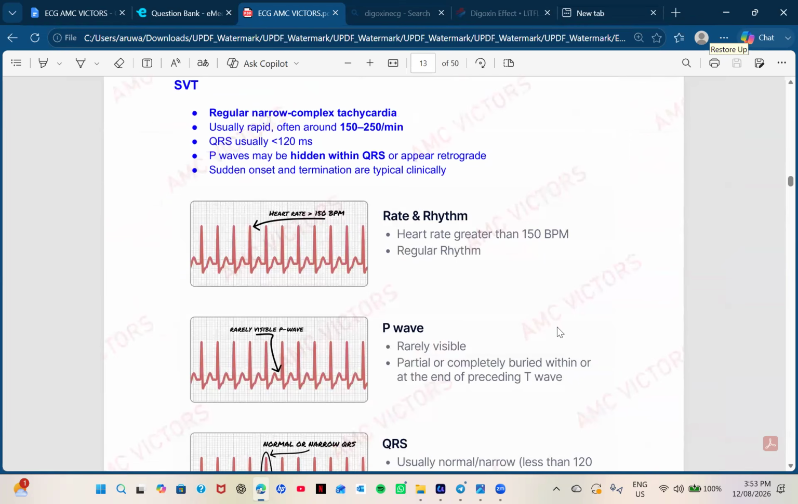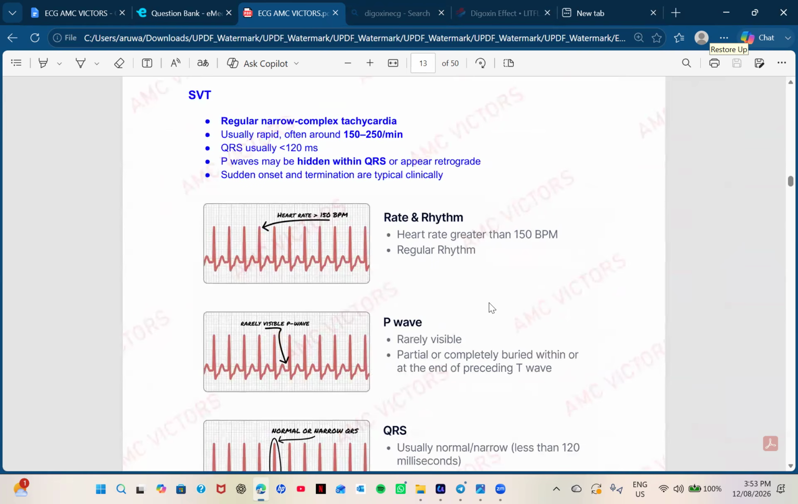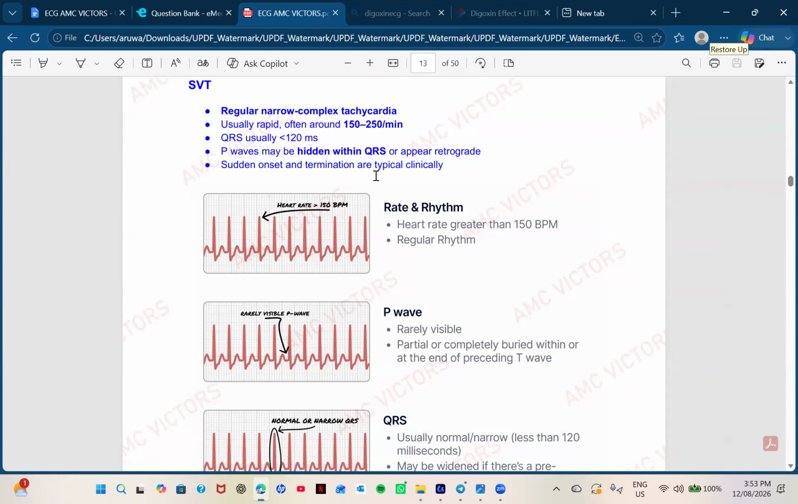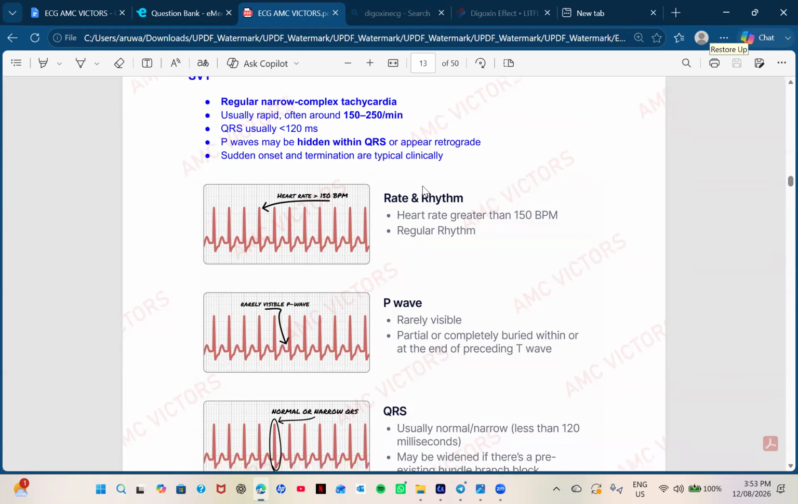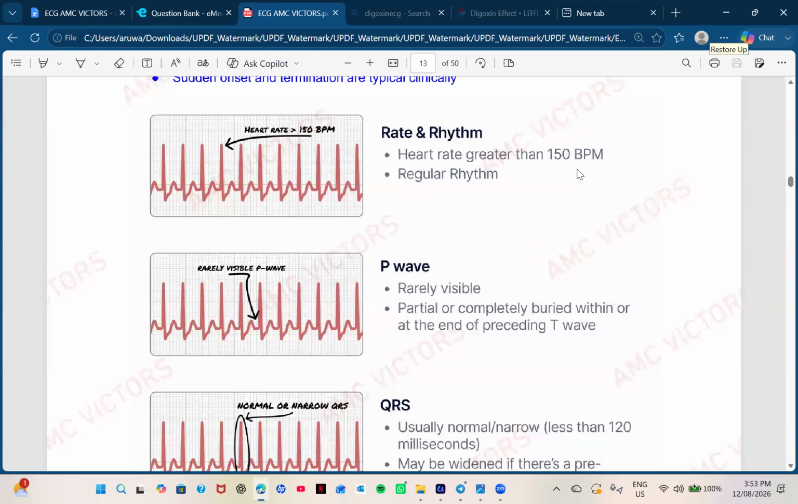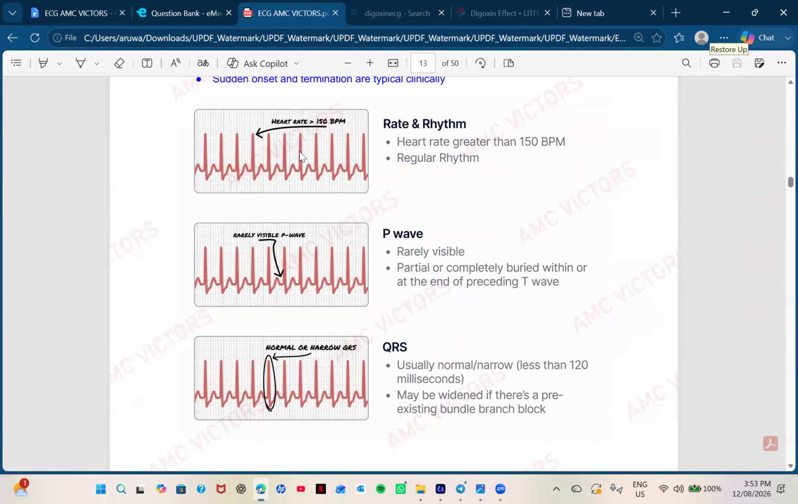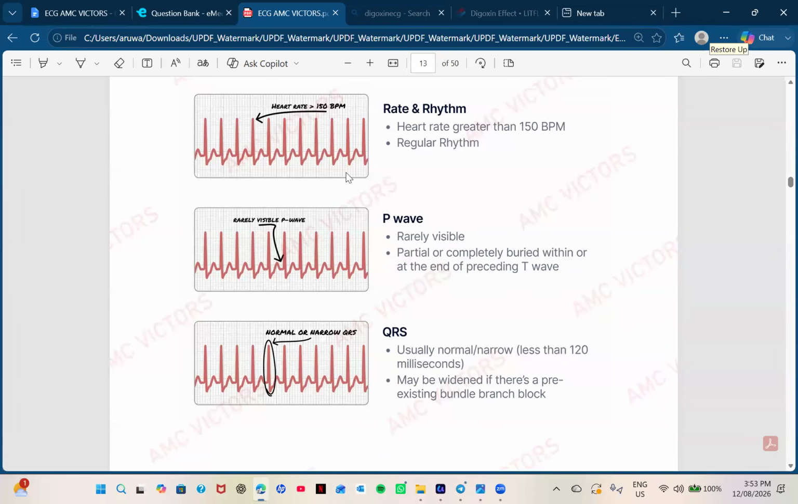Now SVT. Doctors, how does SVT present? In SVT we have a narrow complex tachycardia. The rate is around 150 to 250. The QRS is narrow, less than 120 milliseconds, that's why we call it narrow complex tachycardia. P waves may be hidden within the QRS or appear retrograde after the QRS, and sudden onset and termination are typical. Here the heart rate is more than 150, and you can see the regular rhythm, a narrow complex tachycardia, and the RR intervals are regular, the same. So we call it regular.